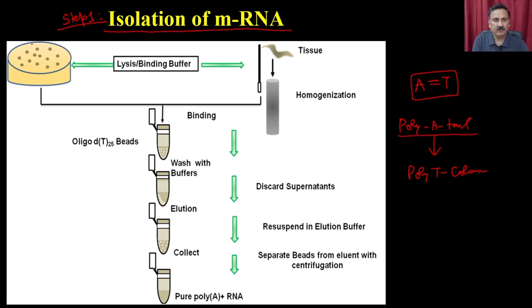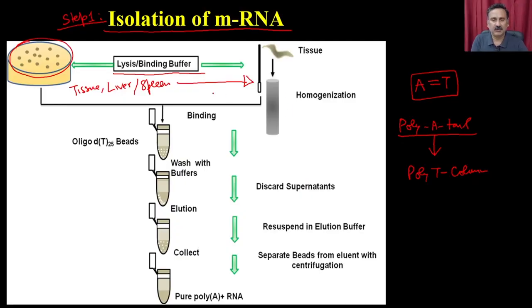So what you're going to do is first culture the cells, then take those cultured cells and do the lysis. Put them into the lysis buffer. If you are going to work with tissue, for example liver or spleen, then first you have to do the homogenization, which is going to break open the tissue into a single cell suspension. The single cell suspension is then incubated with the lysis or the binding buffer, and that is going to give you the lysed cells.